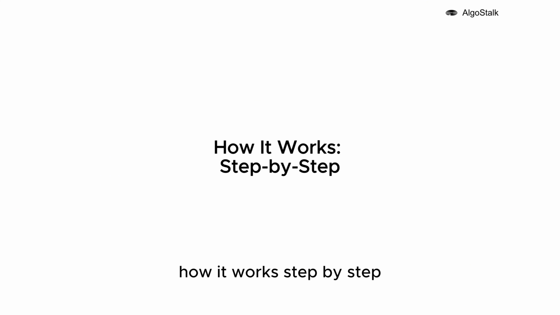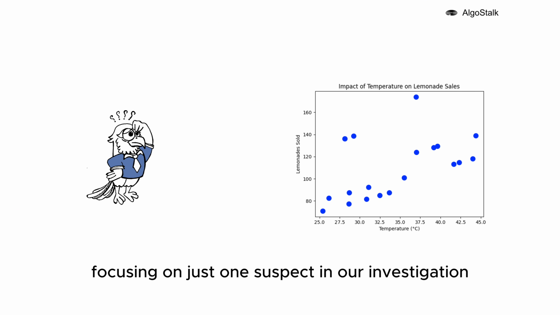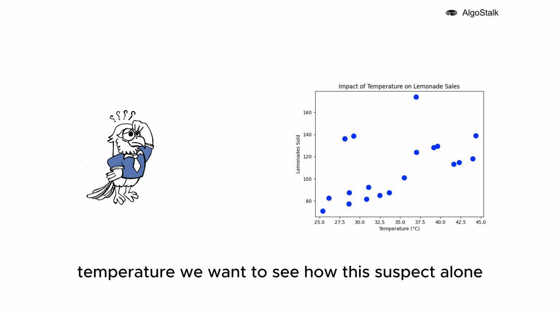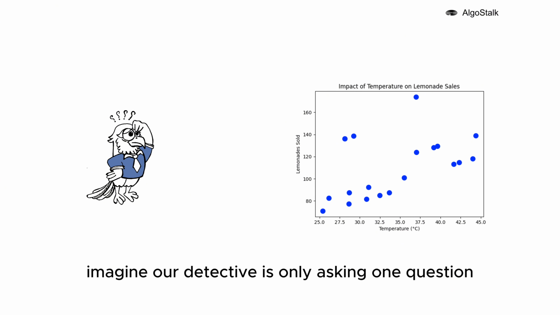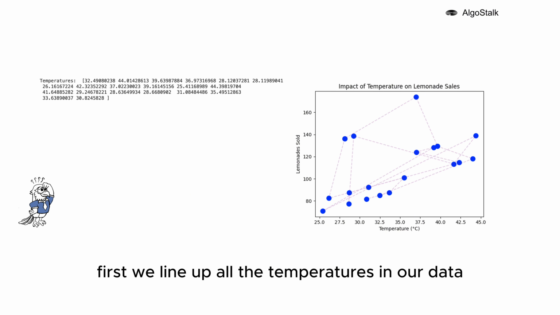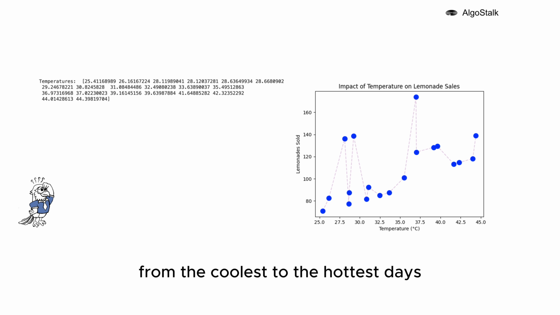How it works, step by step. Let's start simple, focusing on just one suspect in our investigation: temperature. We want to see how this suspect alone might affect lemonade sales. Imagine our detective is only asking one question: what is the temperature? First, we line up all the temperatures in our data from the coolest to the hottest days.